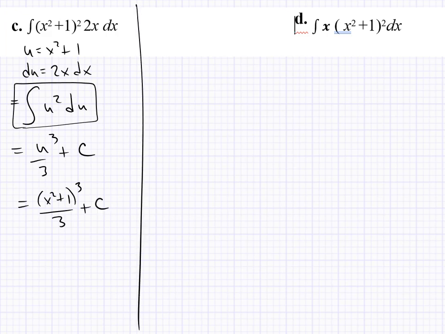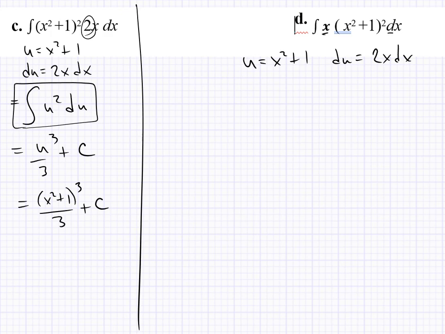Now, it's not always going to work out that perfectly. Look at this next example. If I let u equal x squared plus 1, the derivative is 2x dx. I don't have a 2, like I had here. I don't have that extra 2 sitting right here. There are a couple of ways you can handle that. To me, the easiest way is to do this.